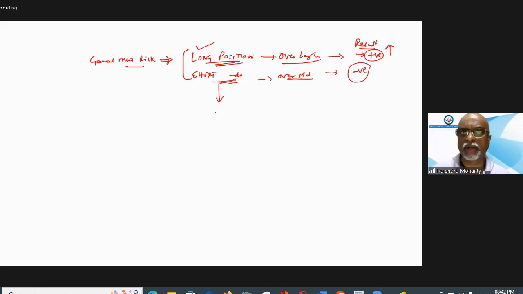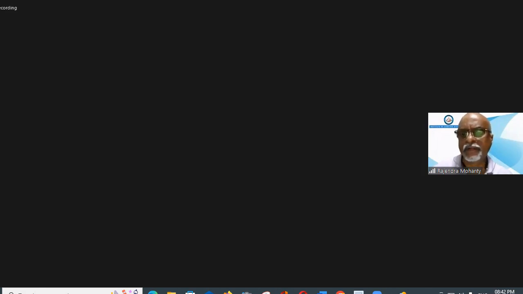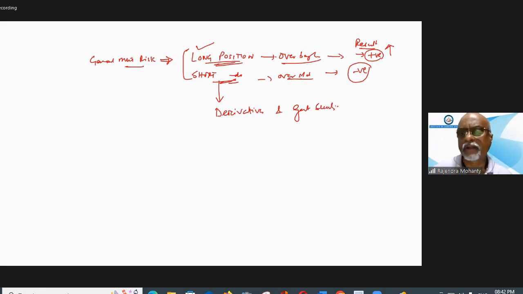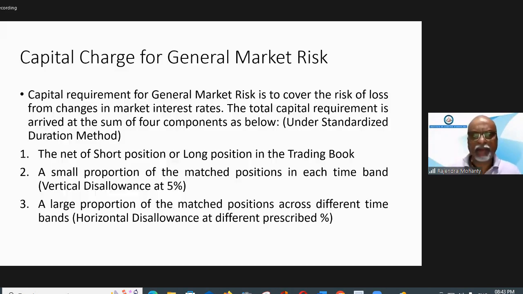Short position is not allowed. Short position is only allowed for derivatives and government securities. If they are government securities or derivatives, then the government allows the bank to have a short position. For other securities, it is not allowed at all. So in our market risk portfolio, there might be some derivatives or government securities.